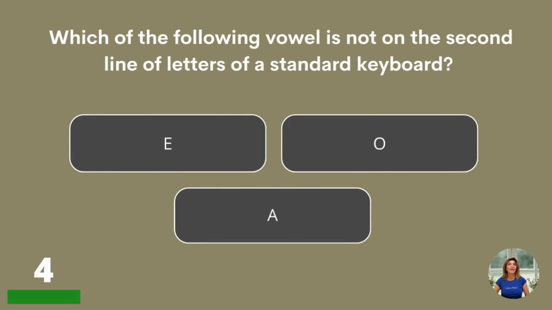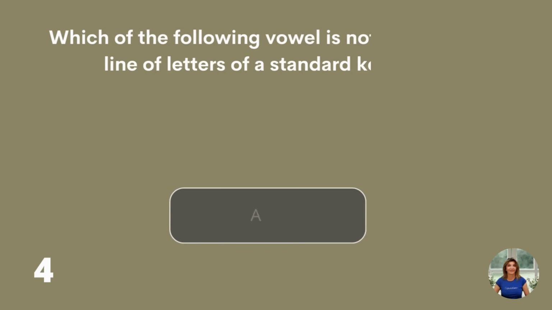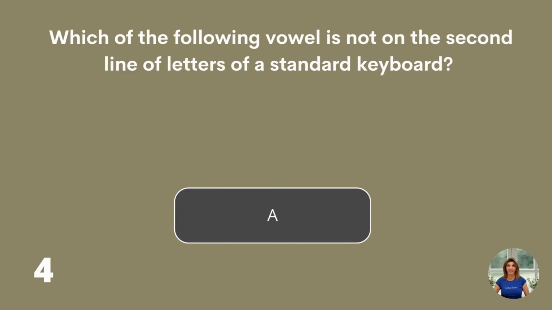Which of the following vowels is not on the second line of letters of a standard keyboard? E, O, or A? A is the answer.